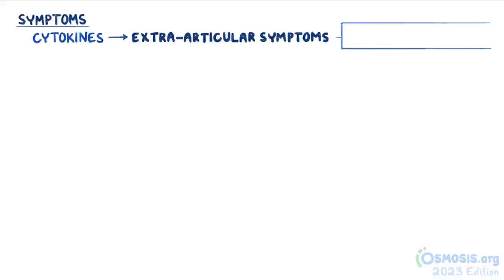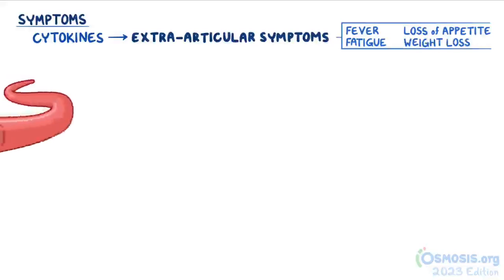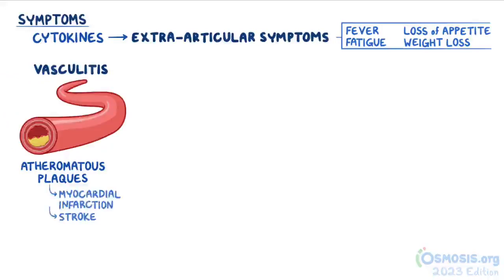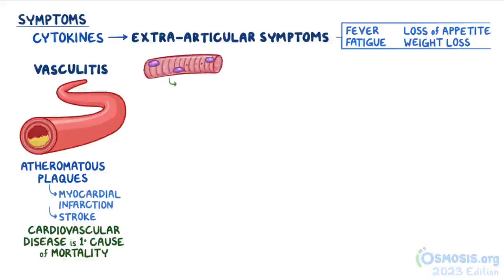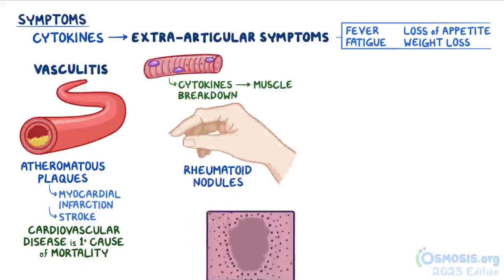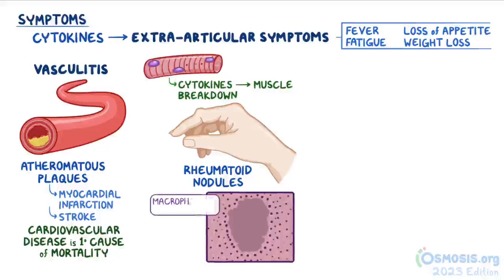For example, cytokines can trigger fever, fatigue, and a loss of appetite that can eventually lead to weight loss. Rheumatoid arthritis can lead to vasculitis, and specifically the formation of atheromatous plaques, which can lead to myocardial infarction and stroke. In fact, cardiovascular disease is the primary cause of mortality associated with rheumatoid arthritis. In skeletal muscle, cytokines cause muscle breakdown, and in the skin, they lead to the formation of rheumatoid nodules over bony prominences. Rheumatoid nodules are round collections of macrophages and lymphocytes that have a central area of necrosis.